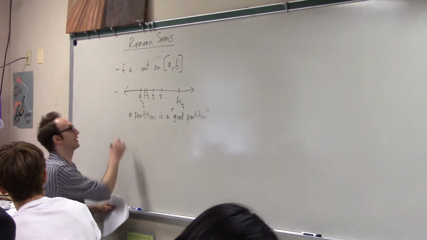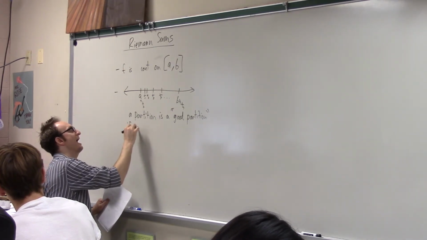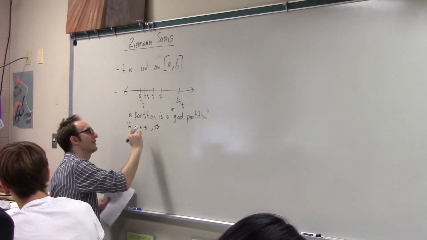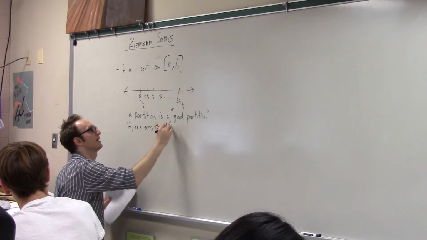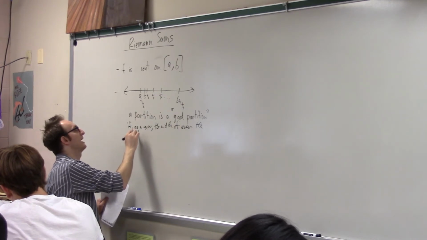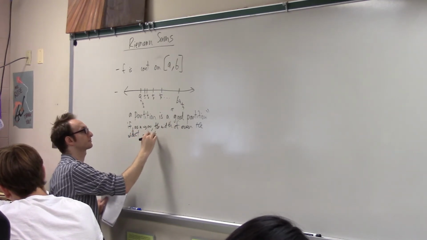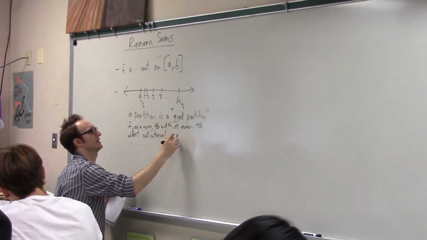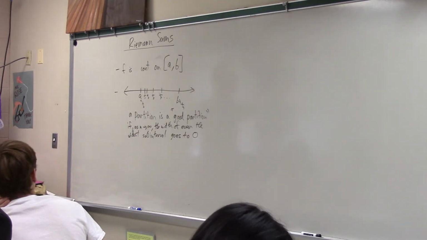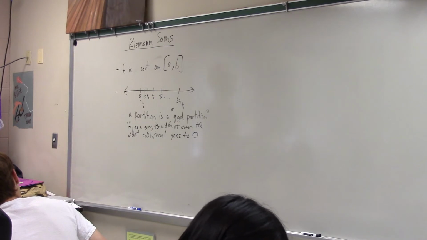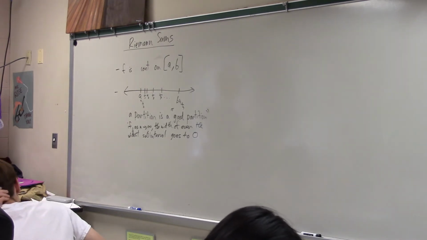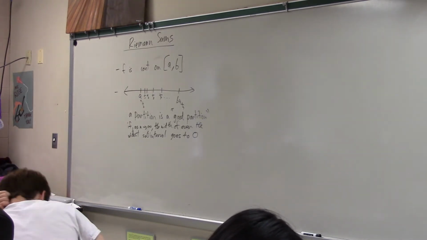So a partition is a good partition if, as n goes to infinity, the width of even the widest subinterval goes to 0. Did I say infinity? I meant 0. In other words, if as n grows larger and larger, all the subintervals are shrinking, if all of the subintervals are shrinking down to 0, then that's a legit partition and you're good to go.